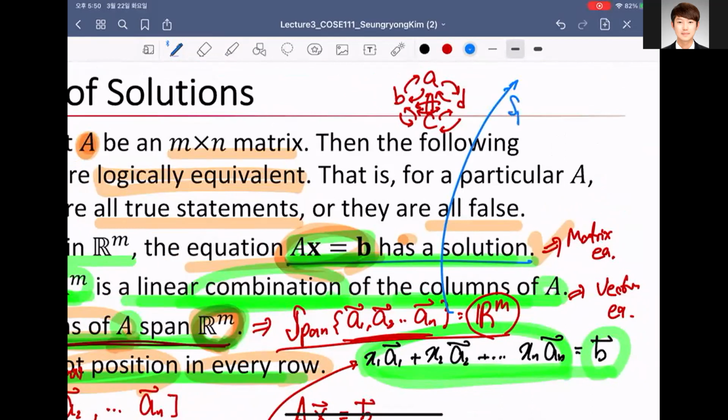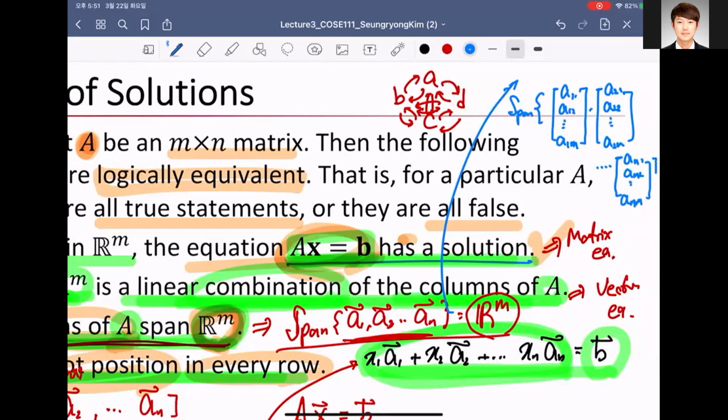자, 스팬. A1, vector A1, consisting of the A11, A12, A1m, m by 1 vector, right? And A21, A22, A2m, blah, blah, blah, AN1, AN2, ANM. Here, right.